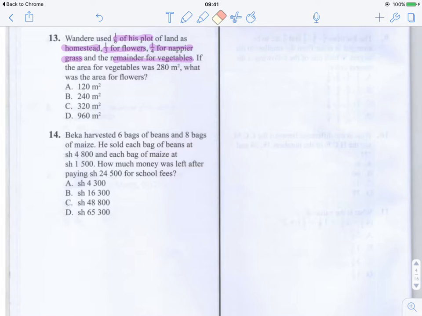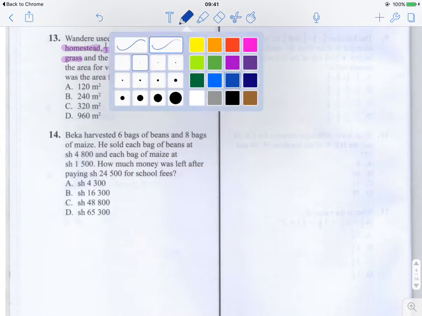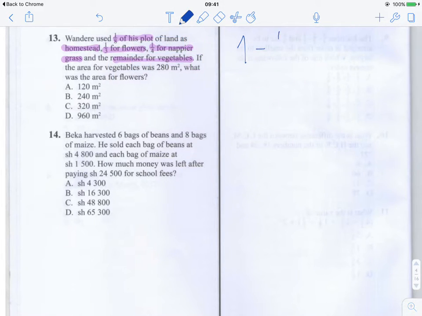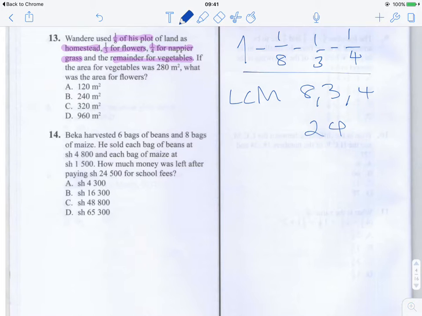1 subtract an eighth, subtract a third, subtract a quarter. The easiest way to subtract these is to turn them into equivalent fractions, and the way we do that is by finding the lowest common multiple of 8, 3, and 4. The lowest common multiple of 8, 3, and 4 is 24. So we put all of these, including the 1, over 24.